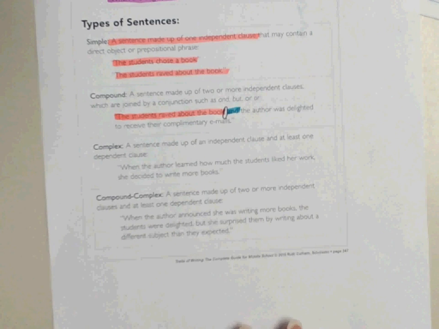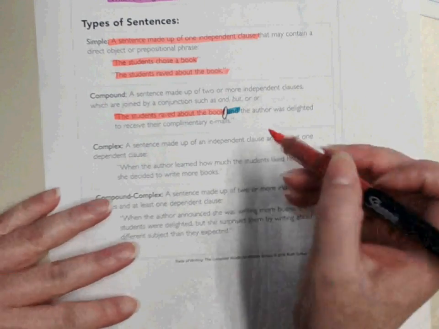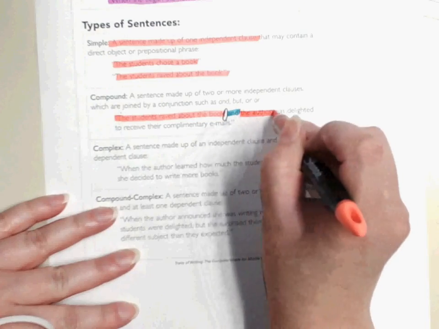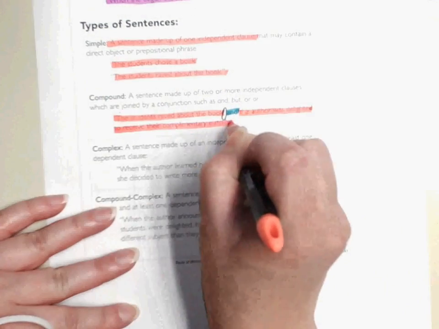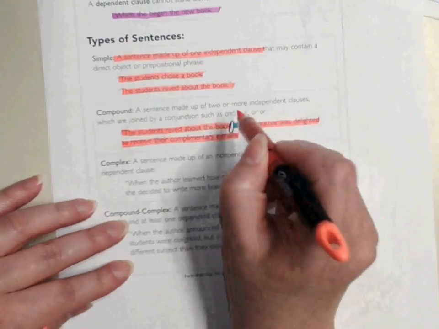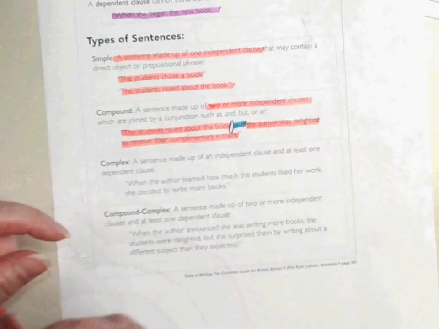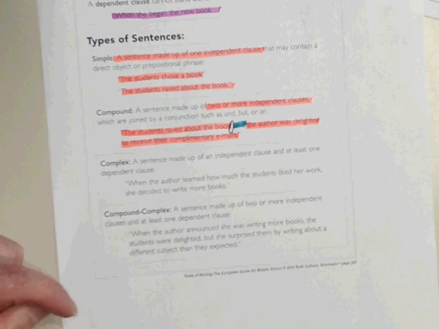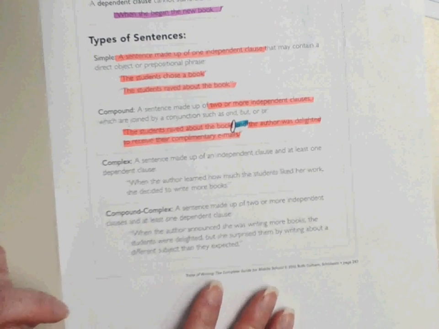And the author was delighted to receive their complimentary emails is going to be what? Independent or dependent? So the author was delighted to receive their complimentary emails. Independent because it can stand alone. So the author did what? He was delighted. Okay? So I've got independent, comma, conjunction, independent. And that's what makes up a compound sentence. Two or more independent clauses.